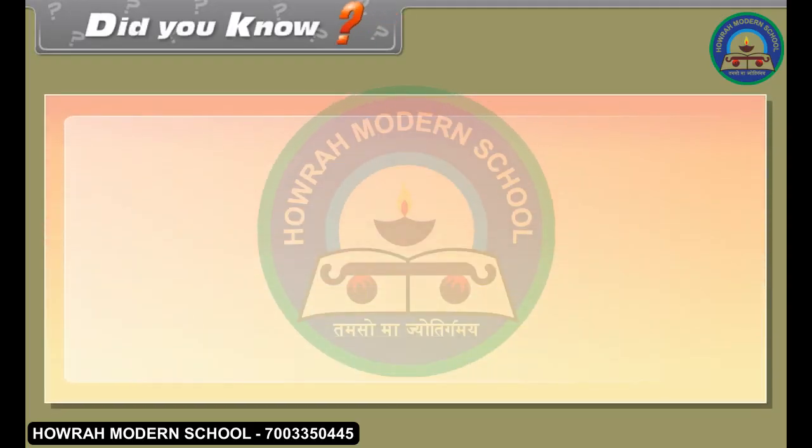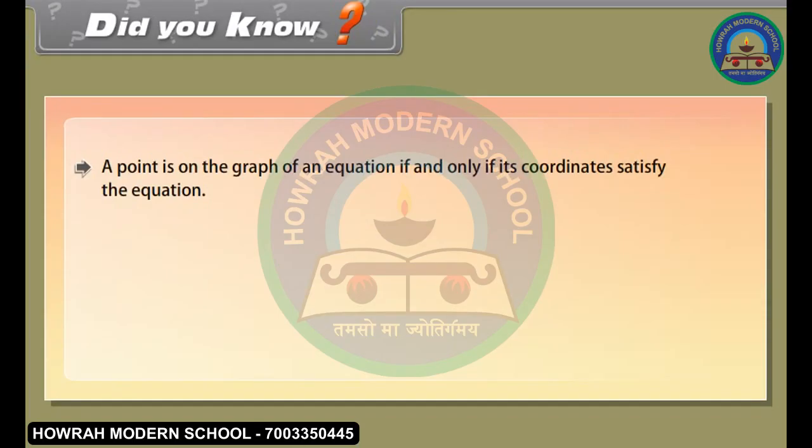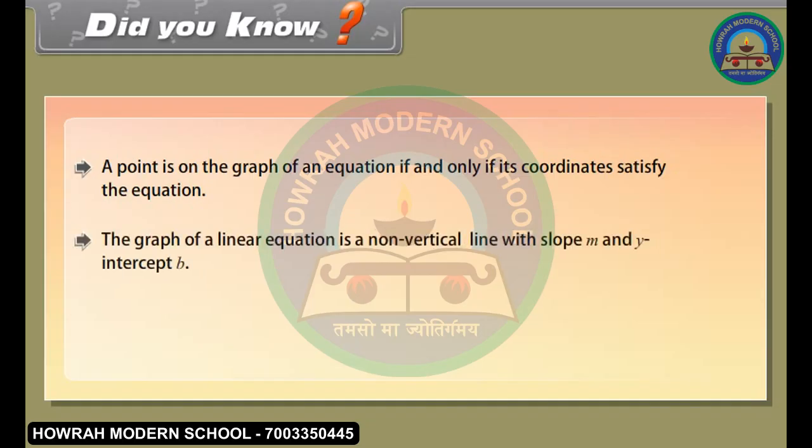Did you know? A point is on the graph of an equation if and only if its coordinates satisfy the equation. The graph of a linear equation is a non-vertical line with slope m and y-intercept b. Summary.